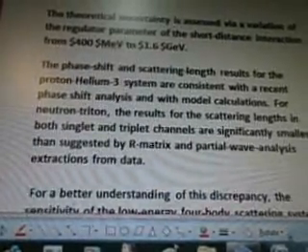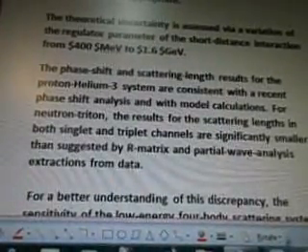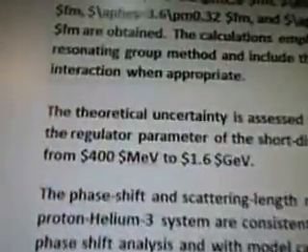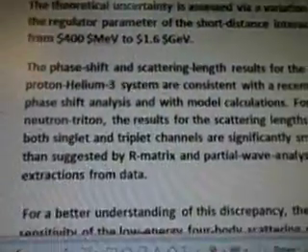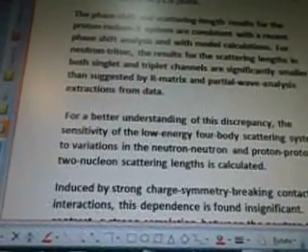The theoretical uncertainty is assessed via variation of the regulator parameter of the short distance interaction from 400 MeV to 1.6 GeV. The phase shift and scattering length results for the proton helium 3 system are consistent with the recent phase shift analysis and with model calculations. For neutron triton, the results for the scattering lengths in both singlet and triplet channels are significantly smaller than suggested by our R matrix and partial wave analysis extractions from data.